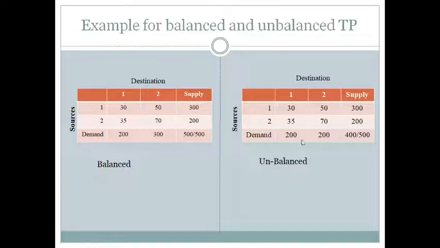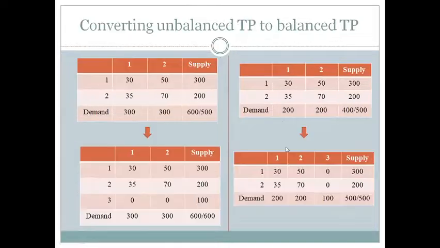And there is another example where we don't have this condition, meaning demand is not equal to supply. The total supply here is 500 and the total demand is 400. So there is a mismatch here, and we call this an unbalanced transport problem. Next, how do we convert an unbalanced transportation problem to a balanced transportation problem?